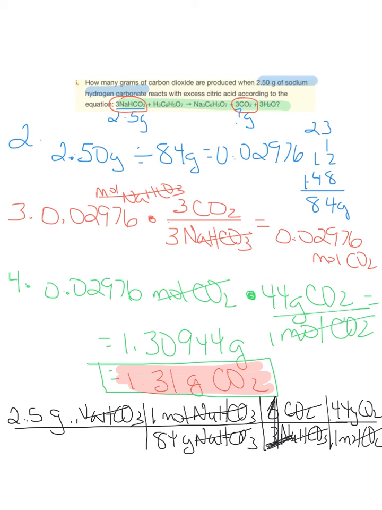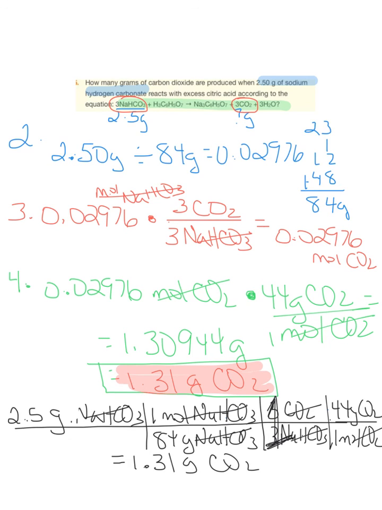I would then plug into my calculator 2.5 divided by 84, since it's in the denominator, and then times 44, since it's in the numerator. I end up with exactly the same thing as I ended up with at the end of step 4 previously. When put to 3 significant digits, I get an answer of 1.31 grams of CO2.